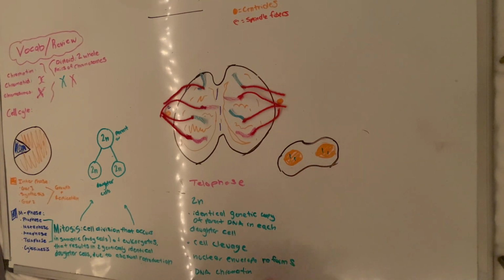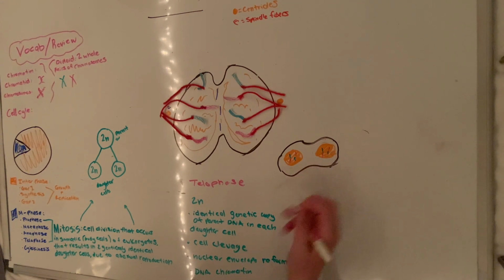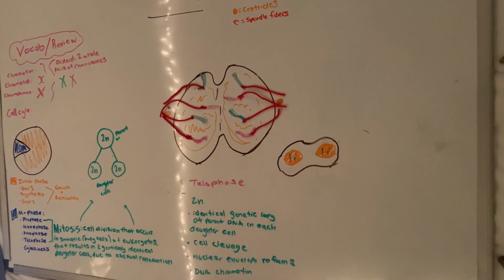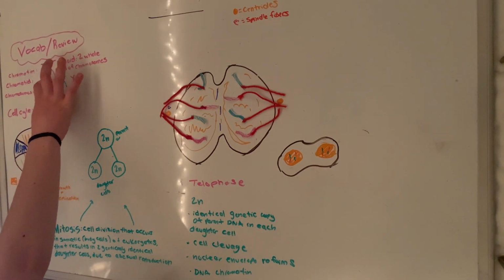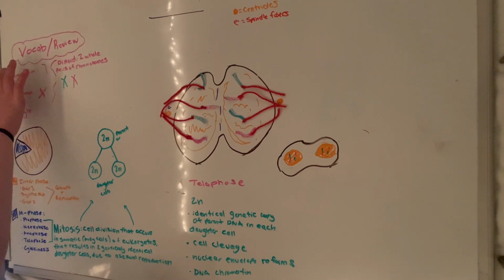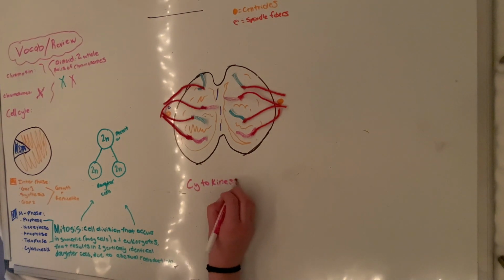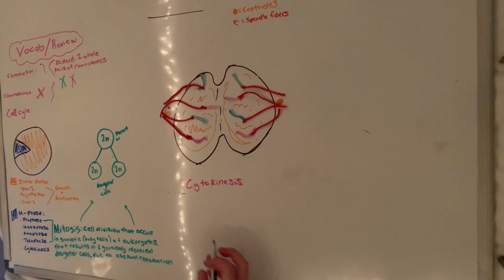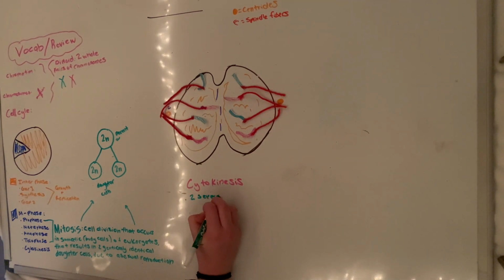We have a wonky looking cell that is starting to spread apart. Two sets of DNA, essentially two copies. So yeah, and then just realizing we don't really need the definition of chromatid here. But anyways, our next phase is cytokinesis.